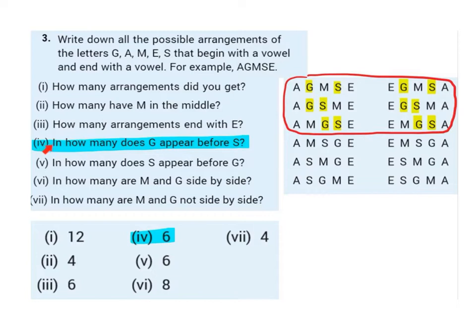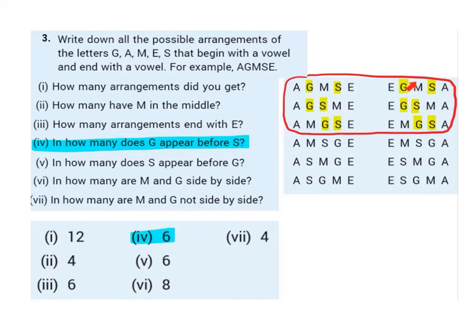Question 4. In how many does G appear before S? So we can see G is before S in the first one. G is before S there as well. G is before S here. In this one, the S comes before the G, so we're not counting that one. In this one here, the S comes before the G, so we're not counting that either. And here the S comes before the G, so we're not counting that either.